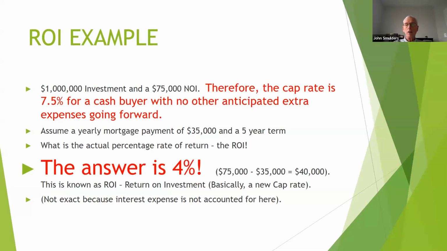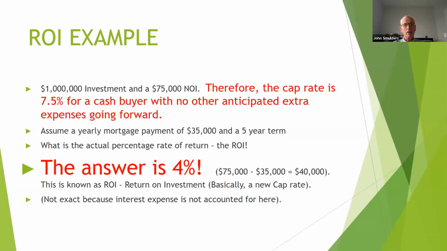Okay, so now you have $40,000. The answer is 4%. So the return isn't 7.5% now, the return is 4% now because of the mortgage payments, interest expense, whichever way you want to look at it. Okay. I don't have it exact here. I made these numbers up. I'm just trying to show you.